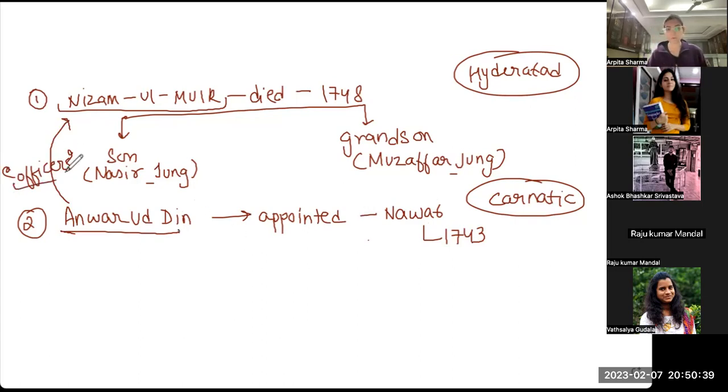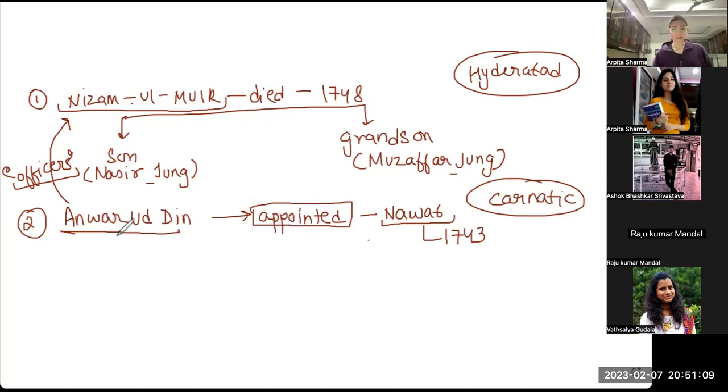Anwaruddin was one of the officers of Nizam ul Mulk, and when Nizam ul Mulk was alive, he appointed his officer Anwaruddin to go to Carnatic region and become its Nawab and handle Carnatic region on his behalf. Point is clear? Let me know. So he was not a born leader. He was just an officer who was representing Nizam ul Mulk in Carnatic region. Okay. Now, his appointment by Nizam ul Mulk was resented.